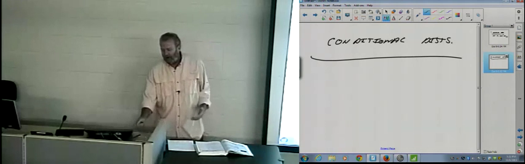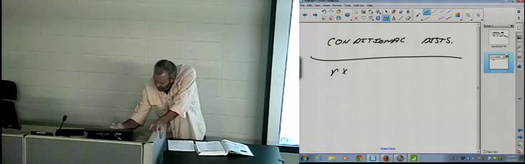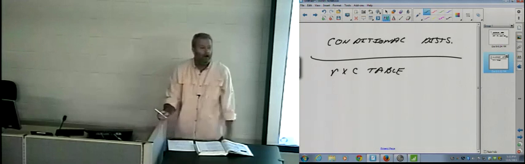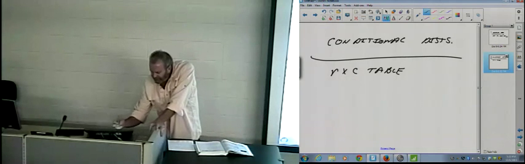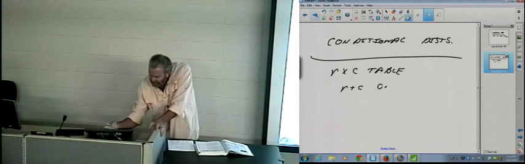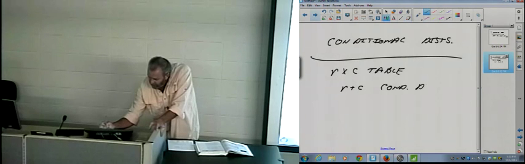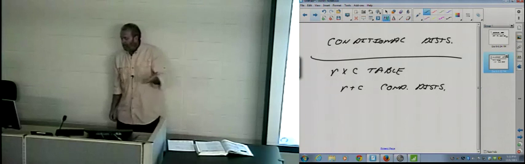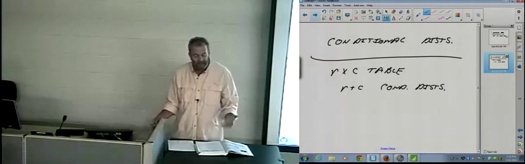So when I'm thinking about conditional distributions, let's say I have an R by C table. That's just me writing down that I've got so many rows and so many columns. The last thing I wrote last Thursday was that there are always R plus C conditional distributions. There's one for every row and one for every column. So for every row there can be a conditional distribution, and for every column, so there's R plus C of them.